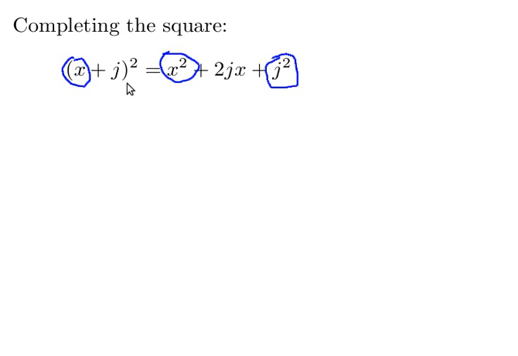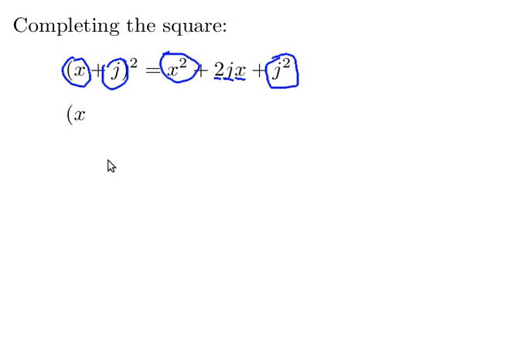So, remember that if we have (x plus j) squared, it is going to be equal to x squared plus 2jx plus j squared. I don't know why I chose j. I wrote this last night, and it seems kind of strange to use j now, but I guess it works. So you have the first term squared, then the last term squared, then you have 2 times the first term times the last term. So you have 2jx.